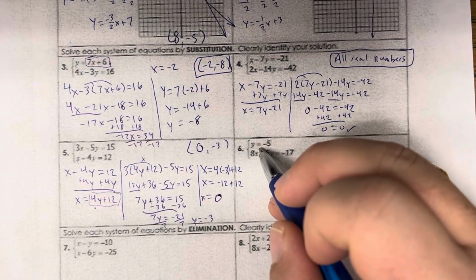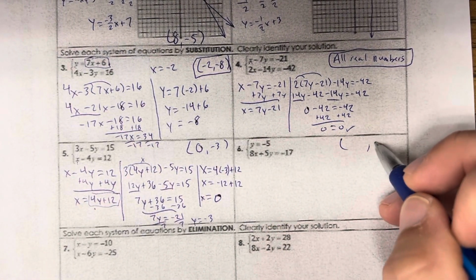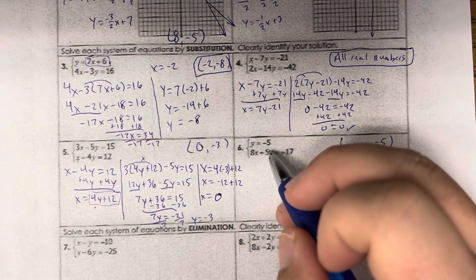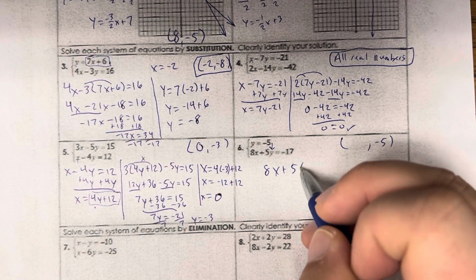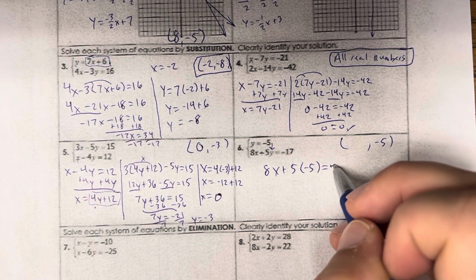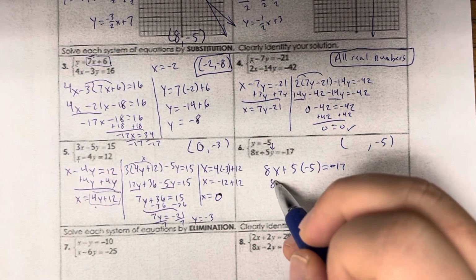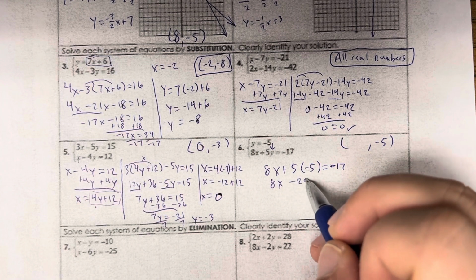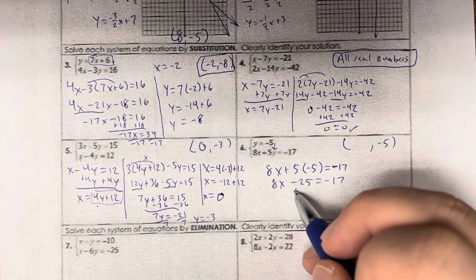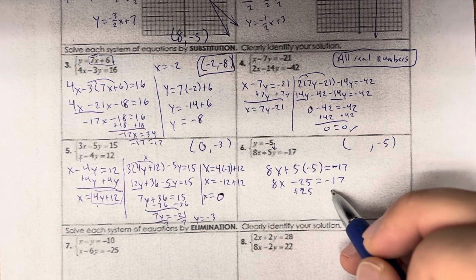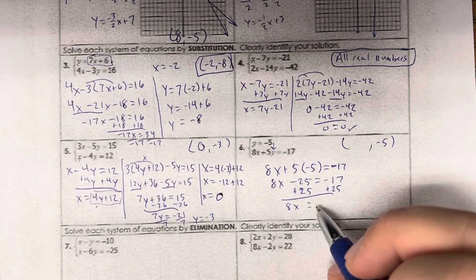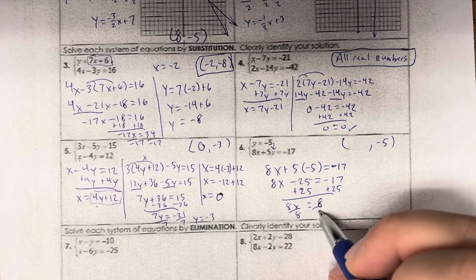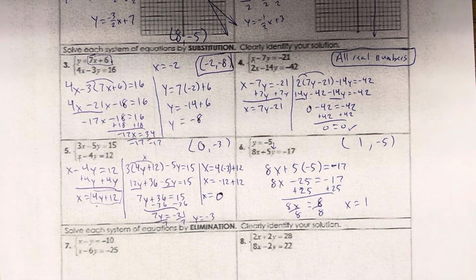On this one, we already have y is equal to negative 5. And so we can go ahead and put that in for the y value. And now to find the x, we'll just plug that into the y. So 8x plus 5 times negative 5 is equal to negative 17. So 8x, that becomes negative 25 equals negative 17. We'll add 25 over. So 8x is equal to 8, and divide by 8 to get x is equal to 1.